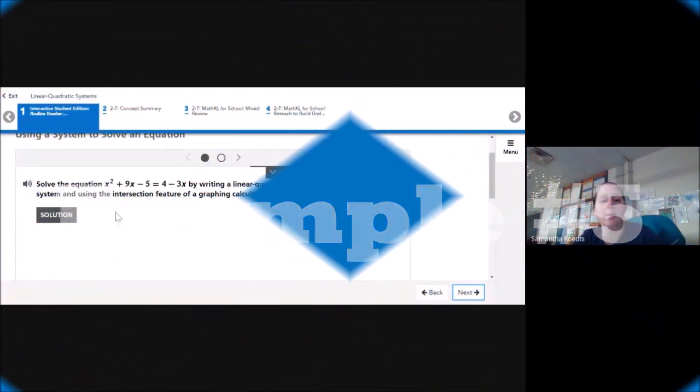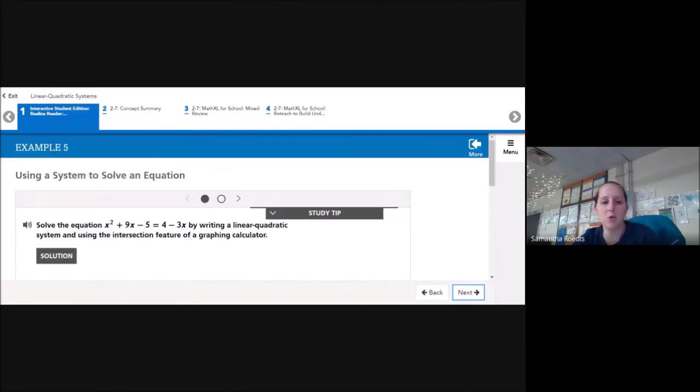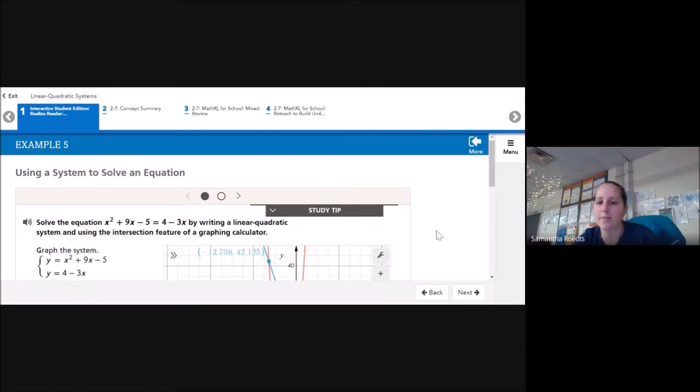All right, example number 5. Using a system to solve an equation. Solve the equation x squared plus 9x minus 5 equals 4 minus 3x by writing a linear-quadratic system and using the intersection feature of a graphing calculator.